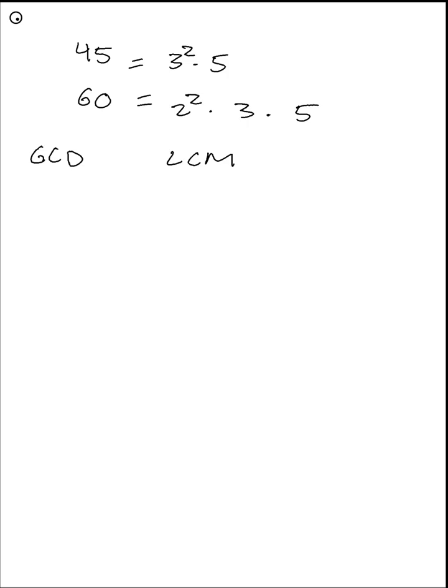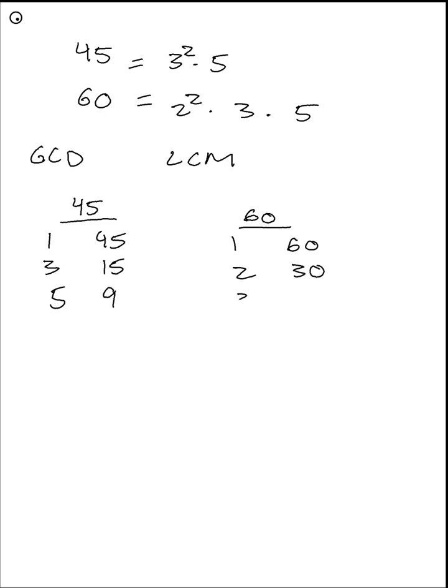By checking the factors of 45 and 60, where one can just write out their factor trees, I'll just do that for us. So 1, 45, 3, 15, 5, 9, and then 60 would be 1 and 60, 2 and 30, 3 and 20, 4 and 15, 5 and 12, and 6 and 10. Pretty much we're trying to look through and see what's the biggest factor which is shared by both numbers.